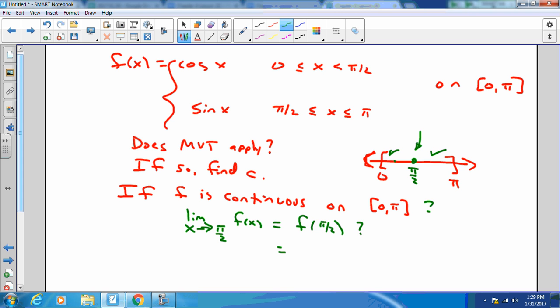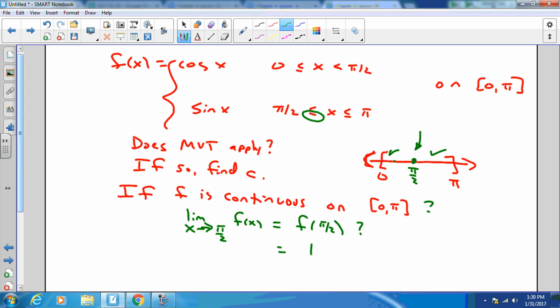Cosine of pi over 2 is 0, but f of pi over 2 is not 0. So sine of pi over 2 is 1, which is bigger. Very sloppy, you've got to clean it up. Answer my question: what is f of pi over 2? It's sine of pi over 2. Why is it sine and not cosine? Because of the domain. We want to find the value of f when x is pi over 2, and that's sine of pi over 2. So this one is wrong.